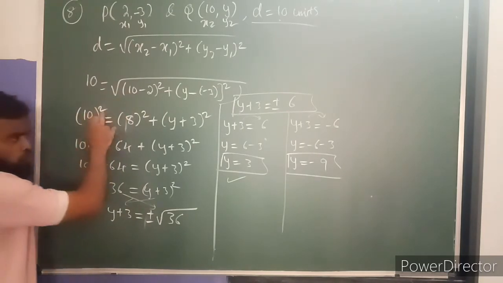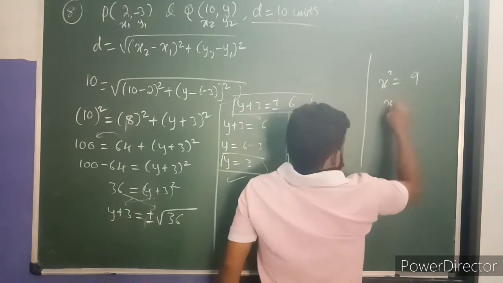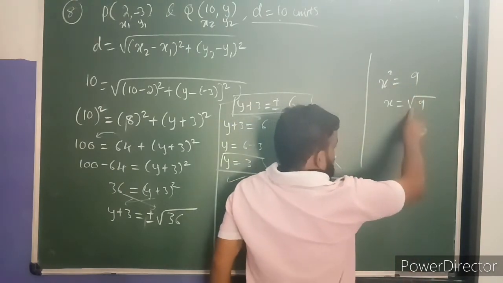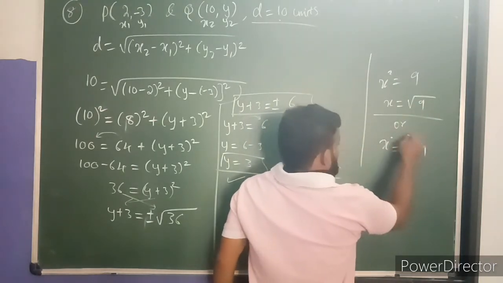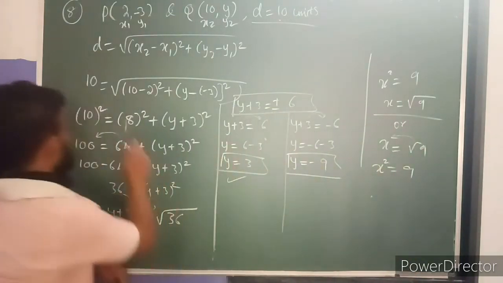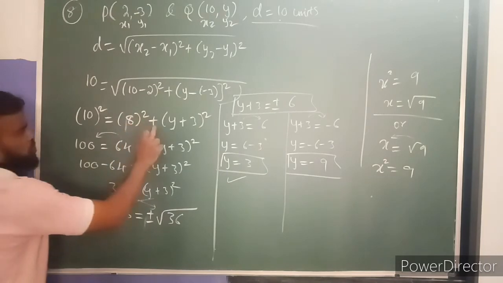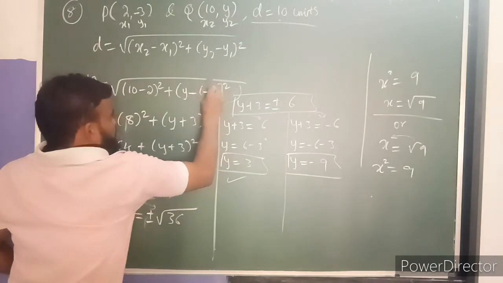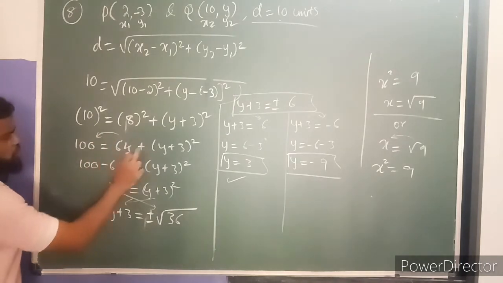Already I got. So here you see x square is equal to 9 and x is equal to root 9. Right? Square should be changing to a root. I will reverse that square. x square is equal to 9. Right? The root should be given to the reverse square. And 10 minus 2, 8 whole square plus y minus minus 3, that is plus 3 whole square. Right? So 10 square is 100 is equal to 8 square is 64 plus y plus 3 whole square.